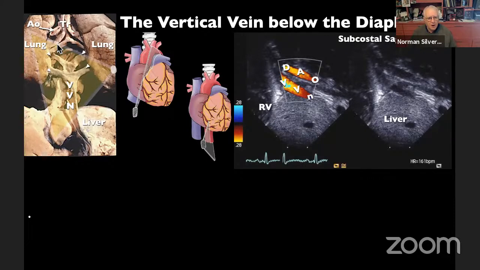Here are the bronchi, which actually, as you look at these bronchi, they look symmetrical. And symmetrical right bronchi usually suggest right isomerism. So there's right isomerism here.